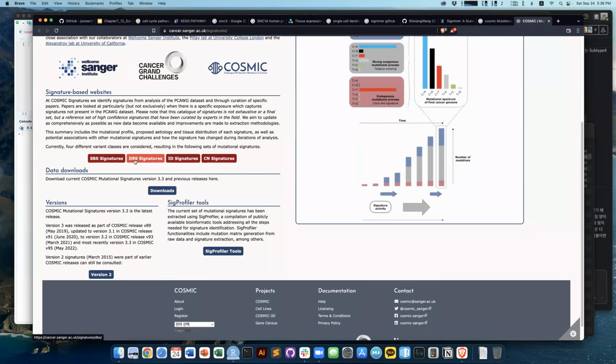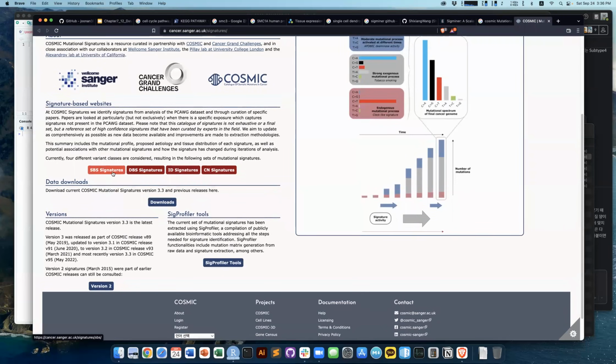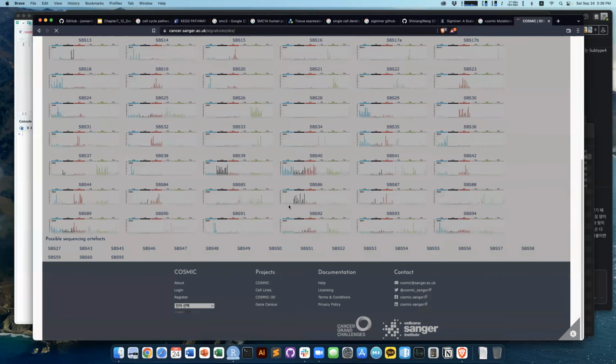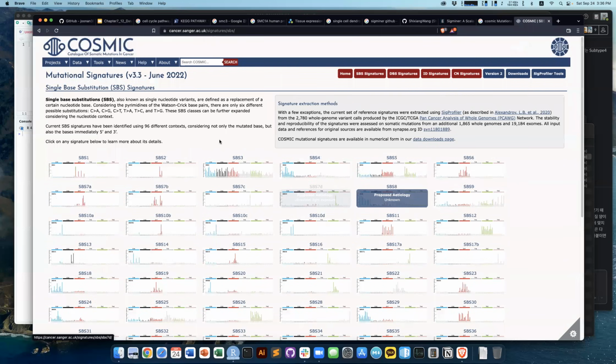And DBS is, as I mentioned, double base pair, so it's only 2 nucleotides, so it's a shorter type of indel, and ID is just the rest of the indels. And CN is the copy number changes. As we learned, this is like a duplication or deletion, right? So if you click SBS signatures, you have like 100 signatures explaining each cancer patient, right?